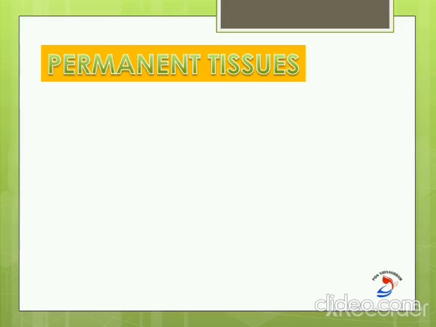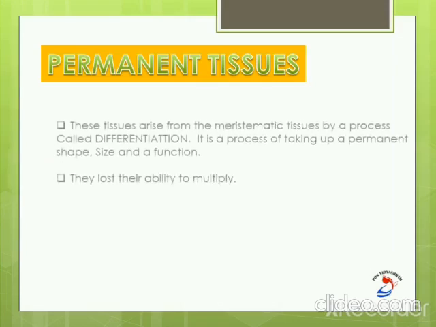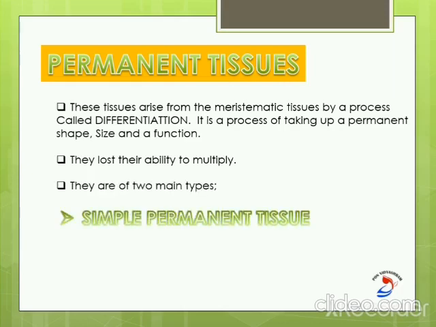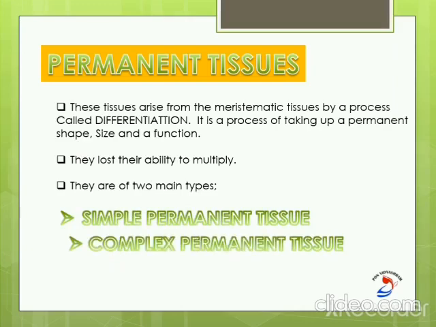Now we are going to see about permanent tissues. So what are permanent tissues? These are the tissues that arise from the meristematic tissues by a process called differentiation. What is differentiation? It is a process by which the cells take up a permanent size, shape and function. Here they have lost their ability to multiply, whereas the meristematic tissues can divide. They are of two main types: simple permanent tissue and complex permanent tissue.